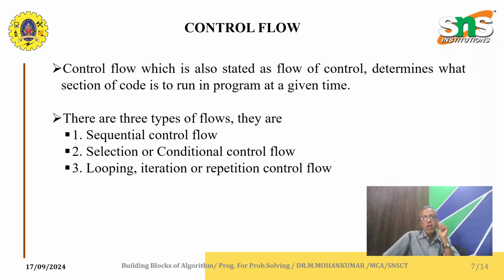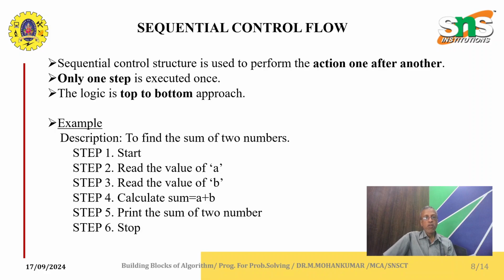Control flow. Control flow, which is also stated as flow of control, determines what section of code is to run in a program at a given time. There are 3 types of flows. They are sequential control flow, selection or conditional control flow, and looping, iteration or repetition control flow. Keep it in mind: one is sequential flow, another is selection or conditional flow, and the third is looping, iteration or repetition control flow.